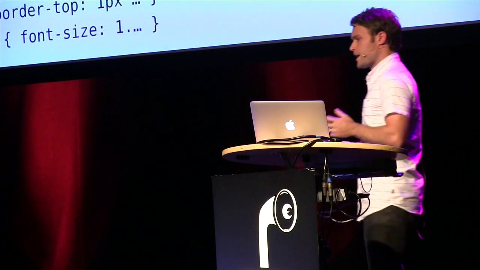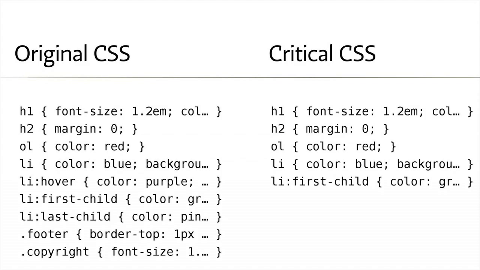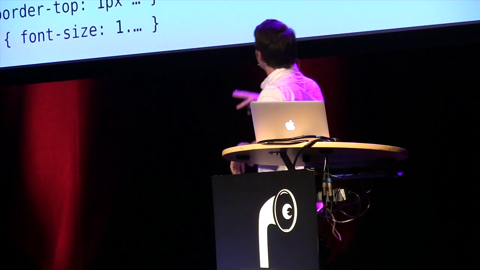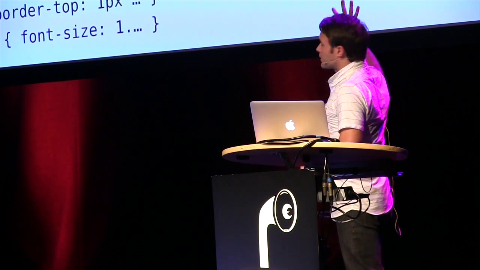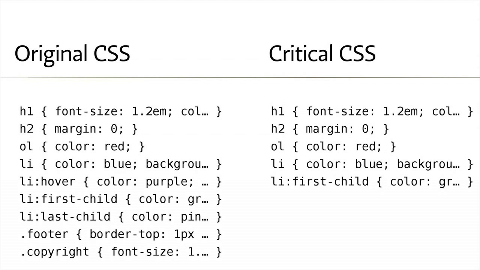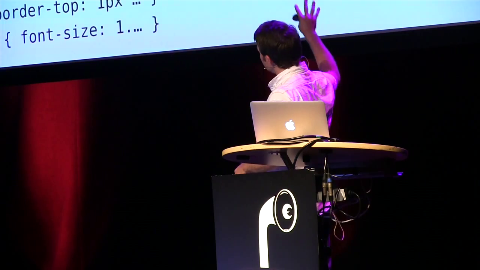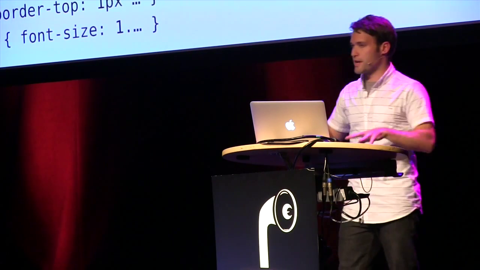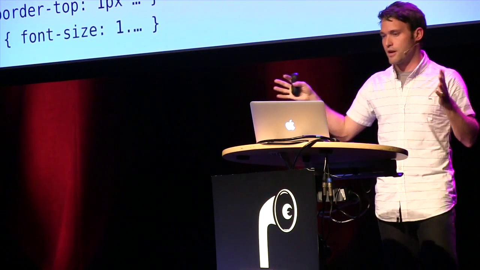So in code, that ends up looking something like this. If you can picture this being the original CSS file on the left, this is the critical rules of that file, which is a strict subset of that file. So these are just rules that apply to elements that happen to reside in the top portion of the page across breakpoints.